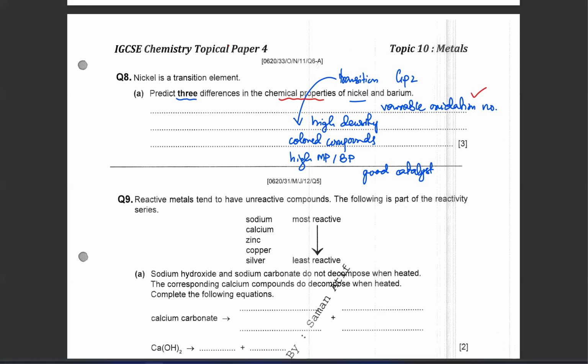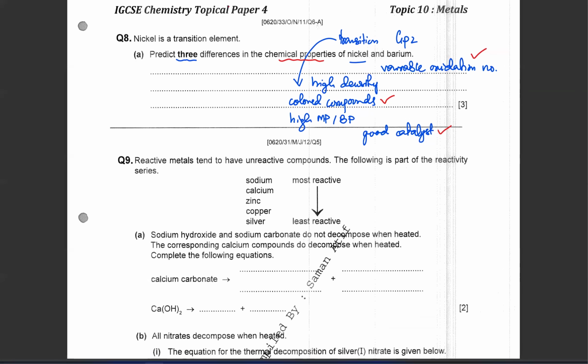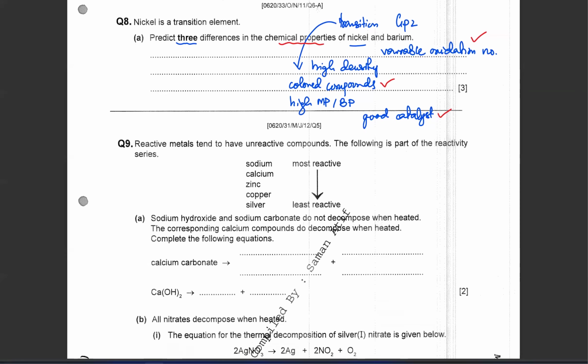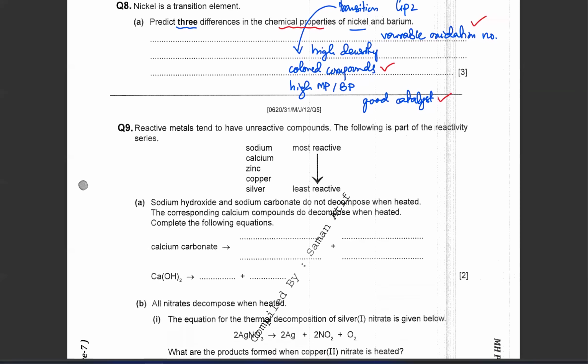That's a chemical property. Good catalyst, that's a chemical property. The compounds are colored, that's also a chemical property, that the compounds they make are all colored. High density and high melting and boiling points, these are physical properties. So these are your 3 chemical properties.